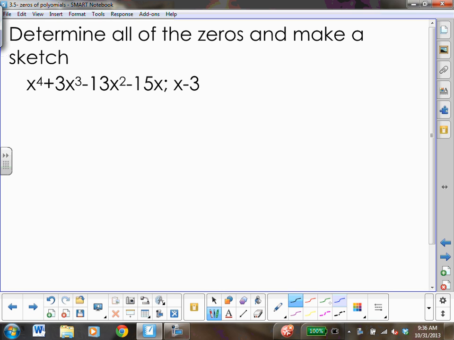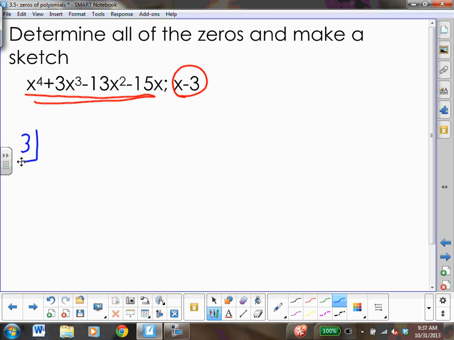So I'm starting out here with this function, and I am told that this is one of the factors. In order to make a sketch of this function, I have to figure out all of the factors. So what I'm going to do is use synthetic division. Since this follows a simple linear pattern, remember, I put the opposite of the number in the box, and then I write the coefficients.